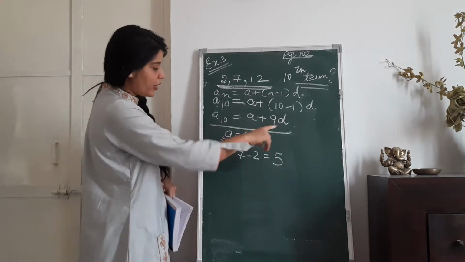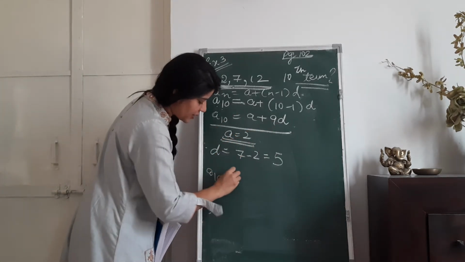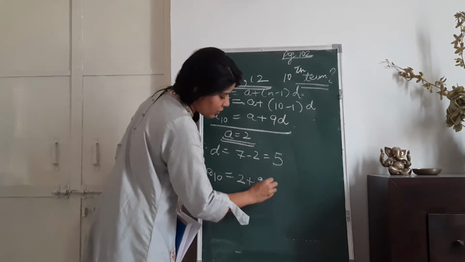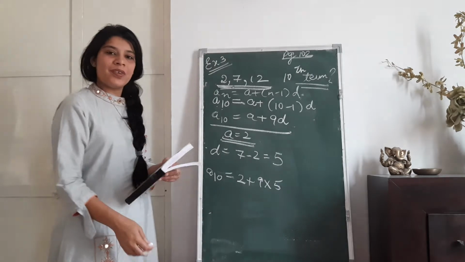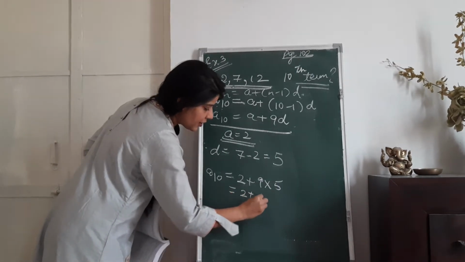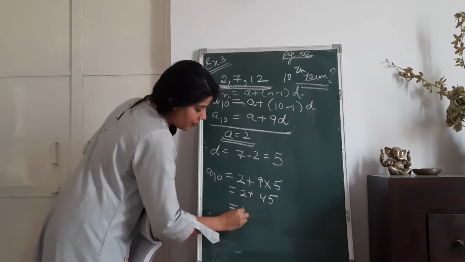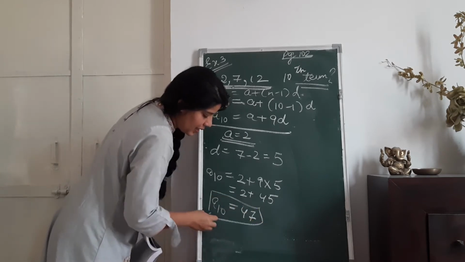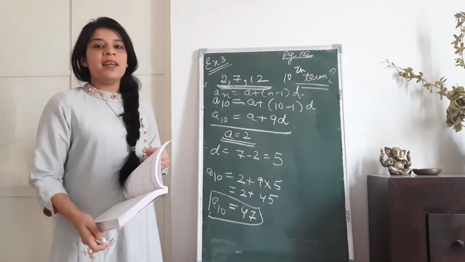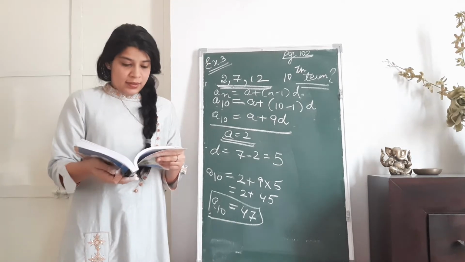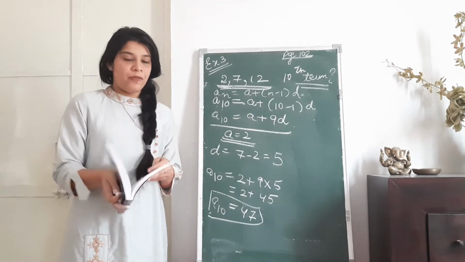So I'm going to put these values and see what we have as an answer. a10 is equals to 2 plus 9 into 5, right? 2 plus 9 into 5, that is 2 plus 45. 45 plus 2 is 47. So a10 is basically equal to 47. Okay. Let's move to the next question, example 4.